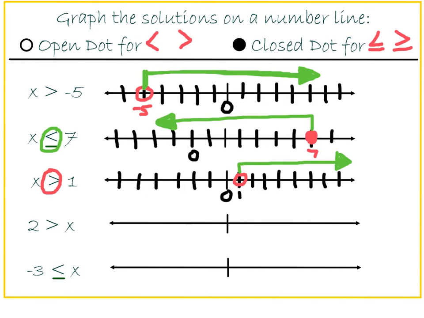So the next one is written a little bit differently. If you notice, the number and the variable are switched. So let's take care of that right away, and let's actually change this around so it looks like the other ones. So instead of 2 is greater than x, let's do x is less than 2. If you flip the order of the number and the variable around, you also have to change the symbol in the middle. Okay, so pause the video. I want you to go ahead and try the next two problems, graphing the inequalities, and then play the video to check your answer.